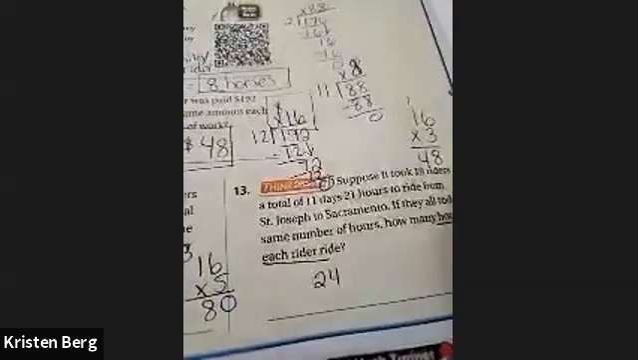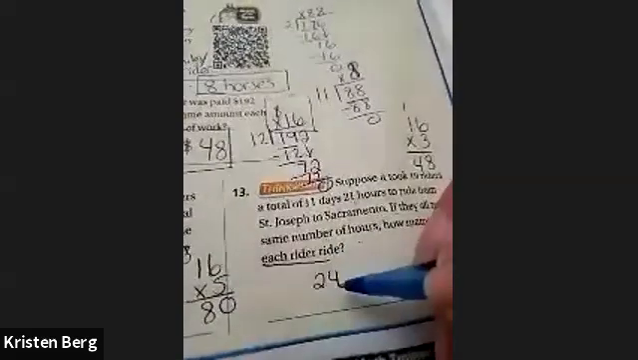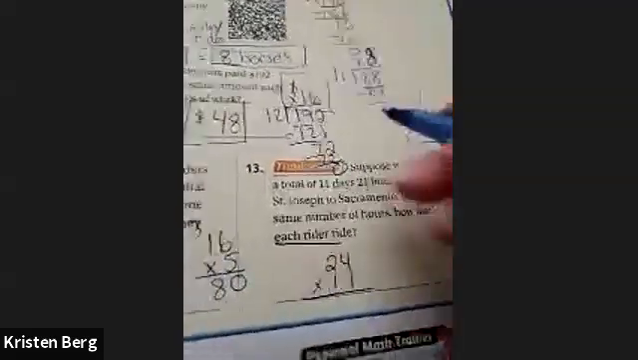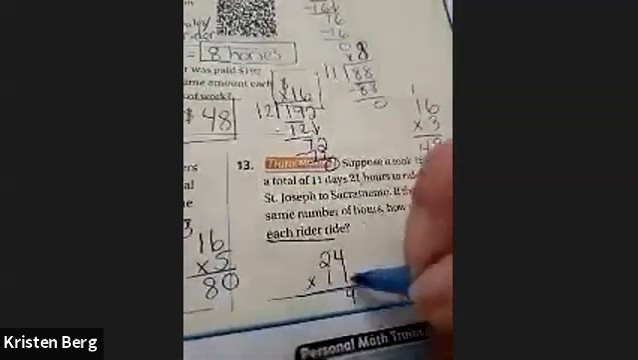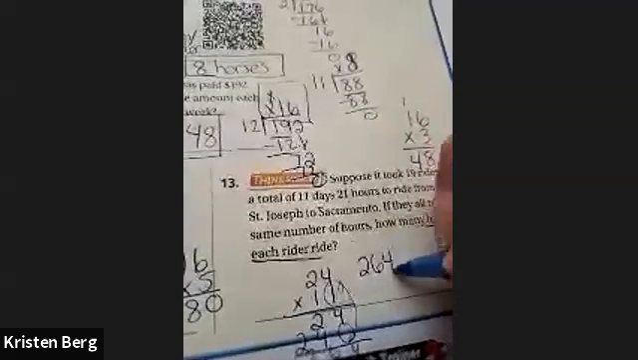So in this case, we should have separated this and figured out how many hours are in 11 days. Well, there are 24 hours in a day, and we would have to times it by 11. So if you did this, it would be 1 times 4 is 4. 1 times 2 is 2. Then bring down the 0. 1 times 4 is 4. 1 times 2 is 2. And if you add that, it would be a 4, a 6, and a 2. So it would be 264 hours total is what they're talking about. So this comes out to be 264 hours.